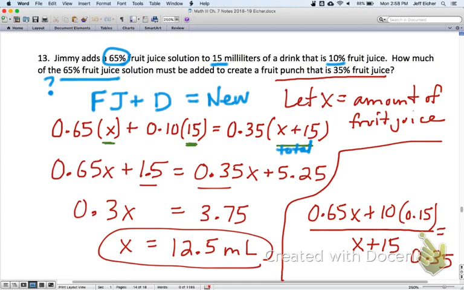So it could be a rational expression, but I think it's easier, it makes more sense in my mind at least, to do it this way rather than with a rational expression.